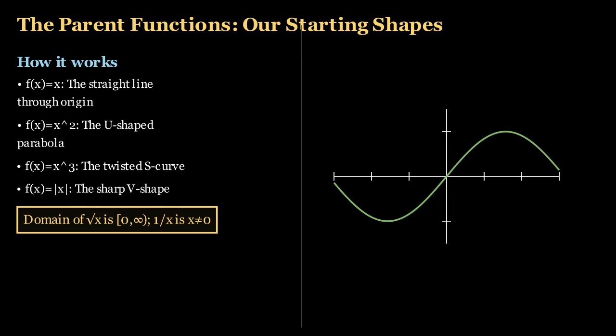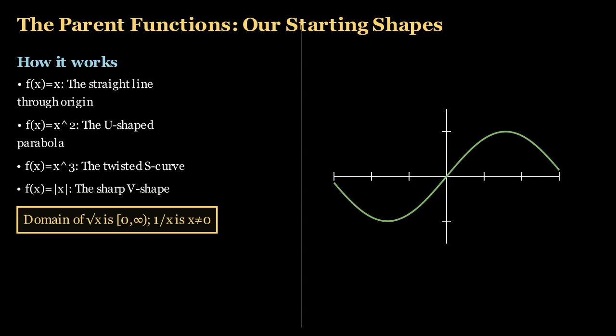These shapes aren't just abstract ideas, they model real things. Imagine you're building a square patio. The area of the square is the side length squared. If you plot side length on the x-axis and area on the y-axis, you get our parent parabola, f of x equals x squared.